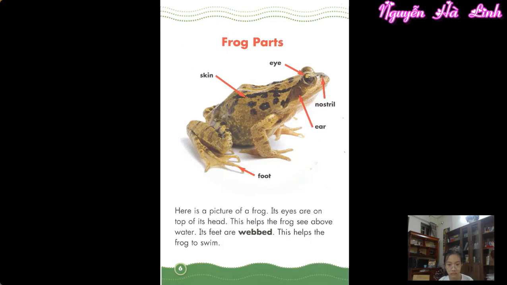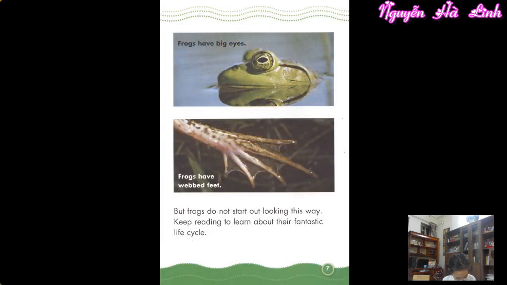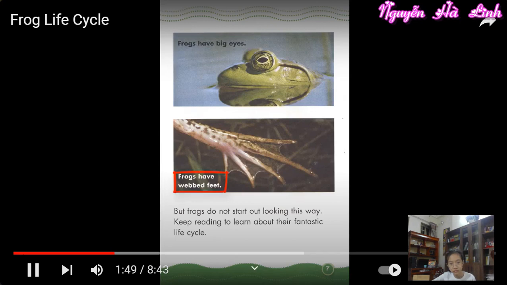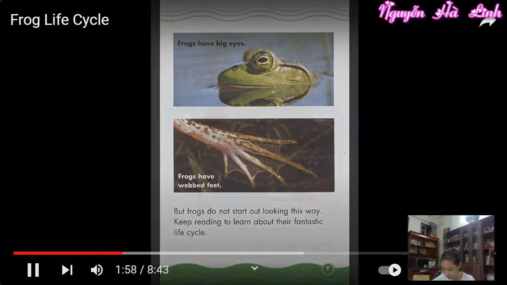Here is a picture of a frog. Its eyes are on top of its head. This helps the frog see above water. Its feet are webbed. This helps the frog to swim. Frogs have big eyes. Frogs have webbed feet. But frogs do not start out looking this way. Keep reading to learn about their fantastic life cycle.